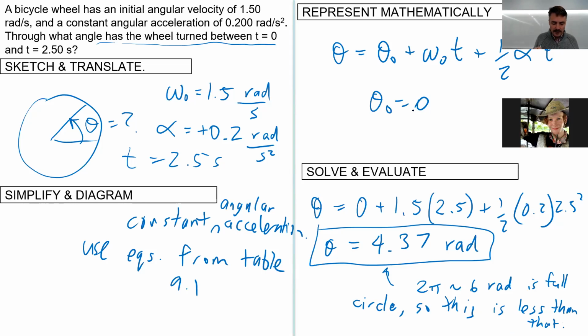Well, through what angle has the wheel turned between t equals 0? I would say that this is sort of an assumption at t equals 0, right? It's sort of stated right there.